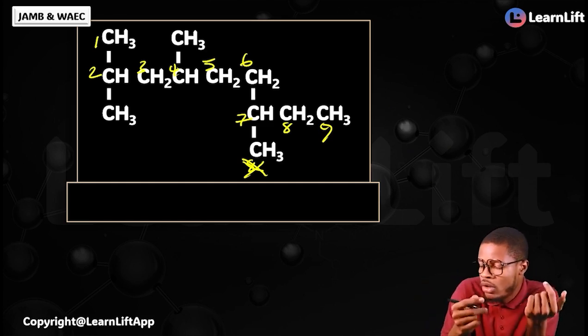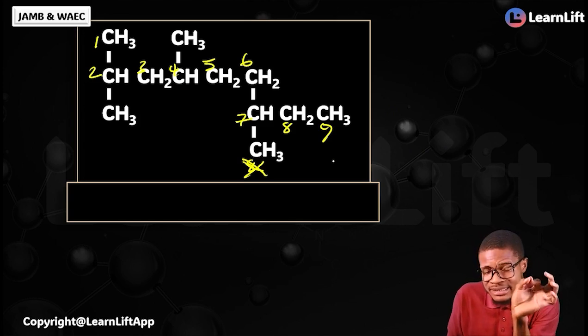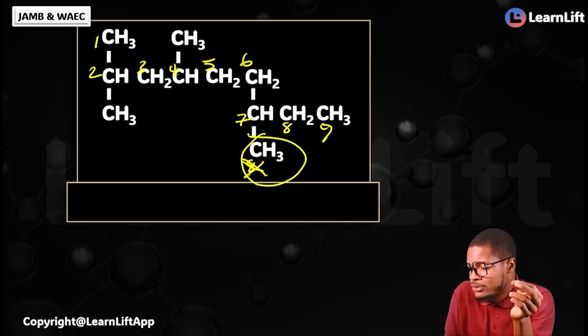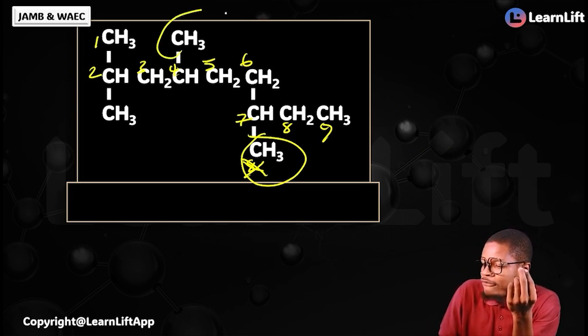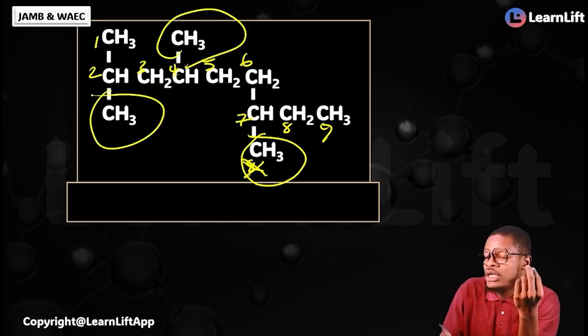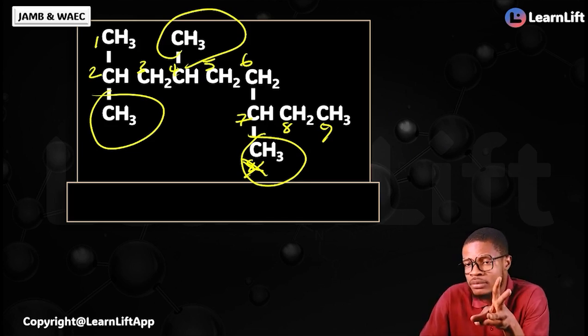So if the longest has 9, every other will now be substituents. Now, since I've located the longest, others are substituents. So this guy is substituent. That means at carbon 7, there is a substituent here. At carbon 4, there is a substituent here. At carbon 2, there is a substituent here. How many substituents are together? There are 3 substituents there.